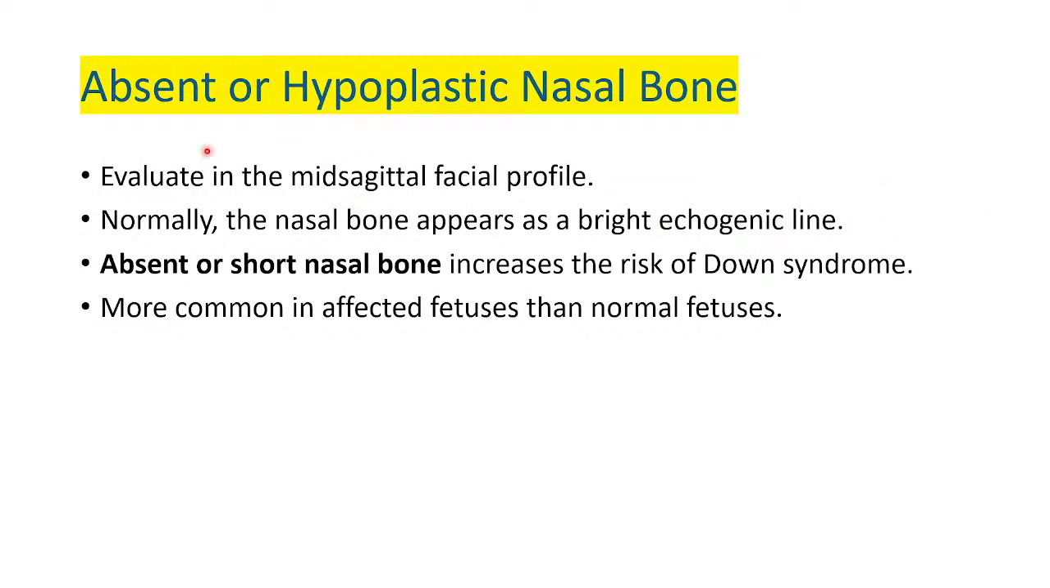Also, absent or hypoplastic nasal bone is another sonographic marker of Down syndrome. Evaluate in the mid-sagittal facial profile. Normally, the nasal bone appears as a bright echogenic line. Absent or short nasal bone increases the risk of Down syndrome, and is more common in affected fetuses than normal fetuses.